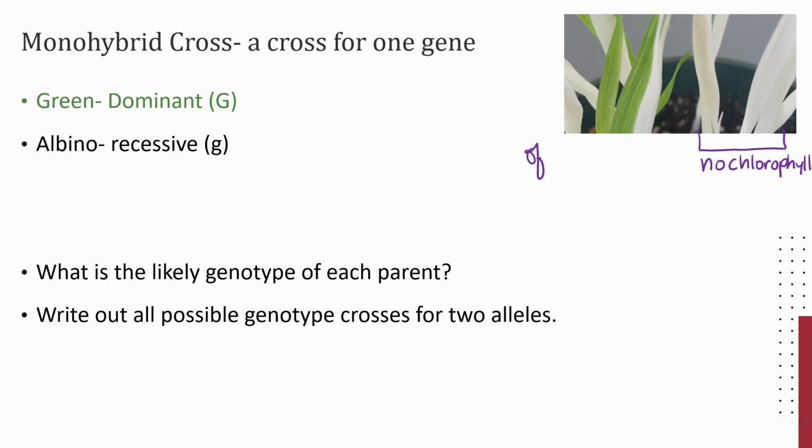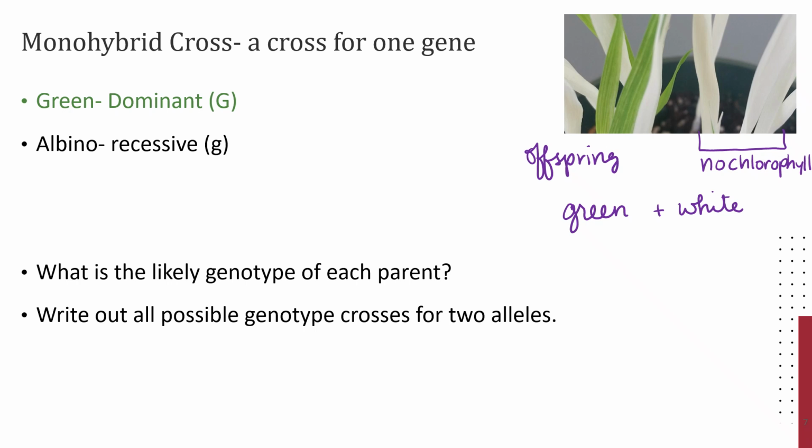So these individuals up here are the offspring. And the first question in your lab is going to ask you, what is the likely genotype of each parent? So you have to think about what genotypes from the parents would give offspring that are both green and white. So you have to think about our definitions for dominance and recessive alleles. And you have to think about what parental genotypes would ultimately result in producing both green and white offspring.